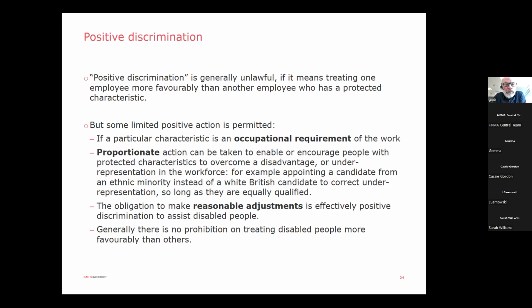So the other kind of positive action which is available is this proportionate action which you can take to encourage people from protected characteristics to overcome a disadvantage. So if you conduct your recruitment exercise and you get a bunch of CVs in to have a look at, and you boil it down to a white British candidate and an ethnic minority candidate, for example, they are equally qualified. That's very important. But you know that ethnic minority staff are underrepresented in your workforce, then it's legitimate as a tiebreaker to use that underrepresentation as a reason for recruiting the person from the ethnic minority.